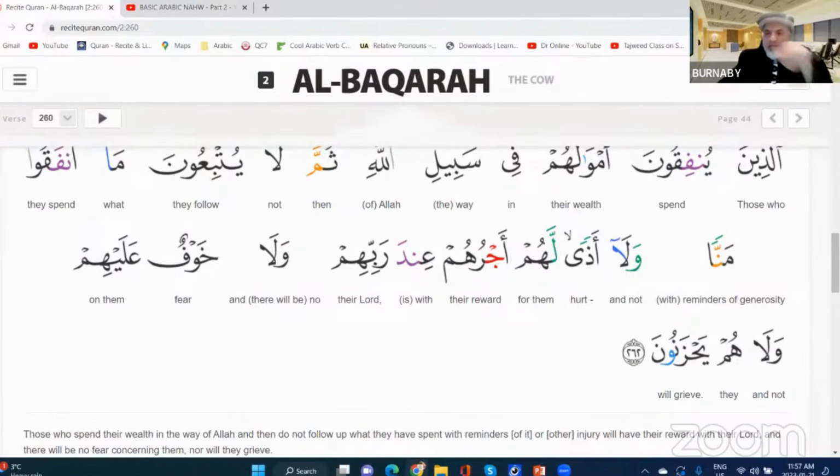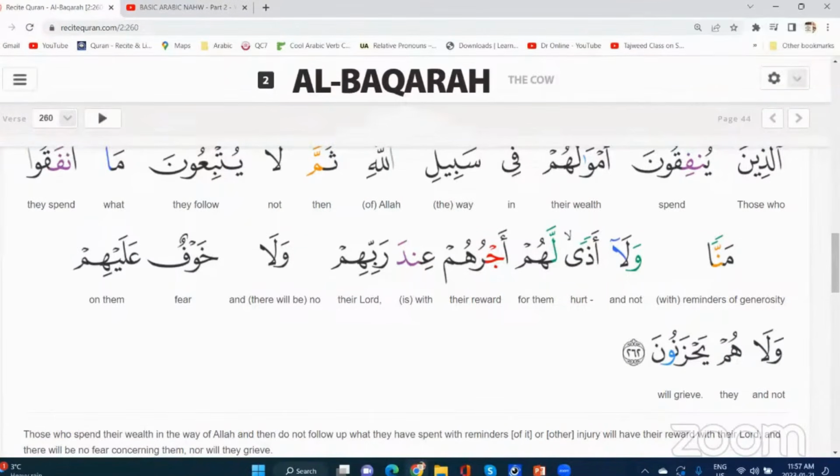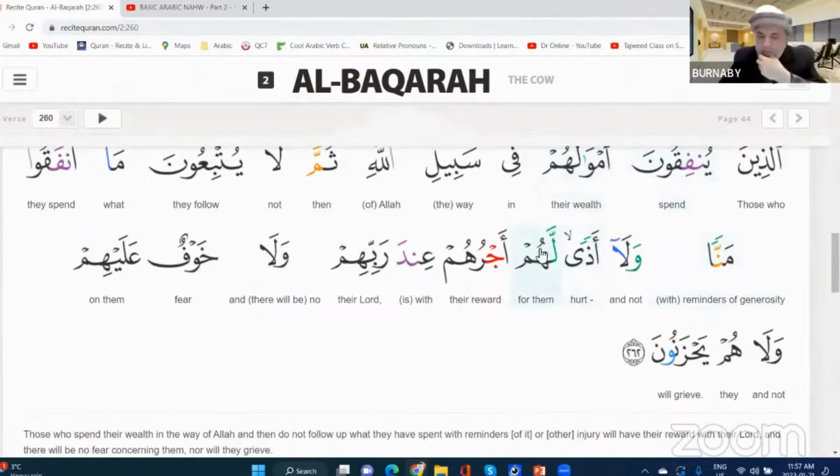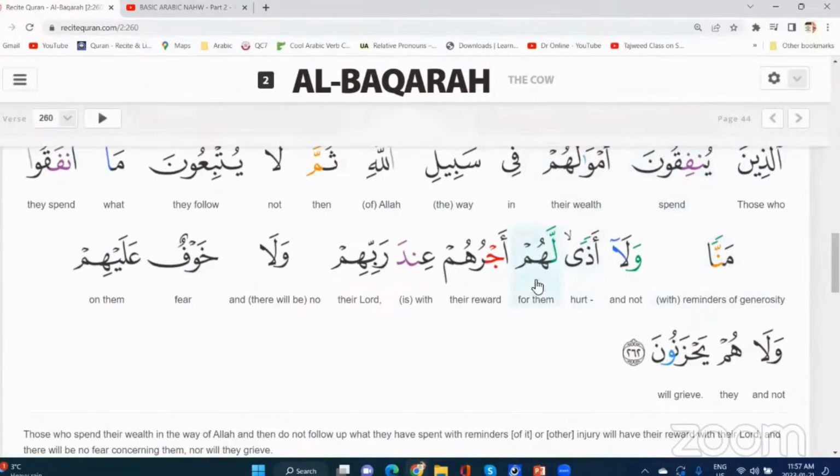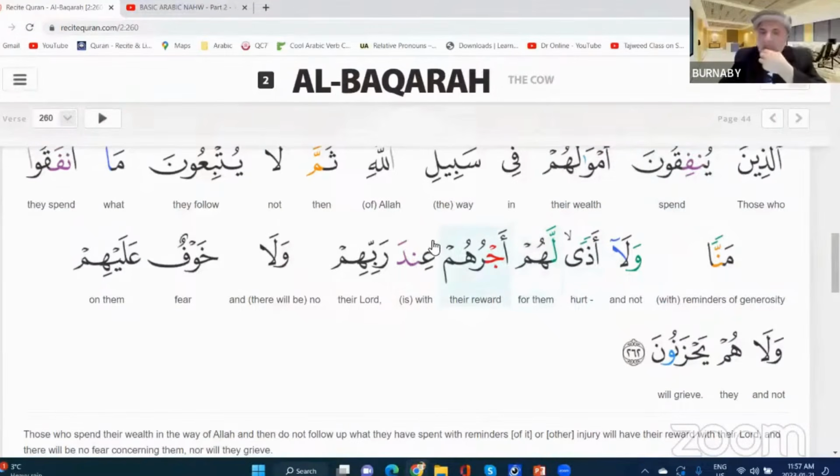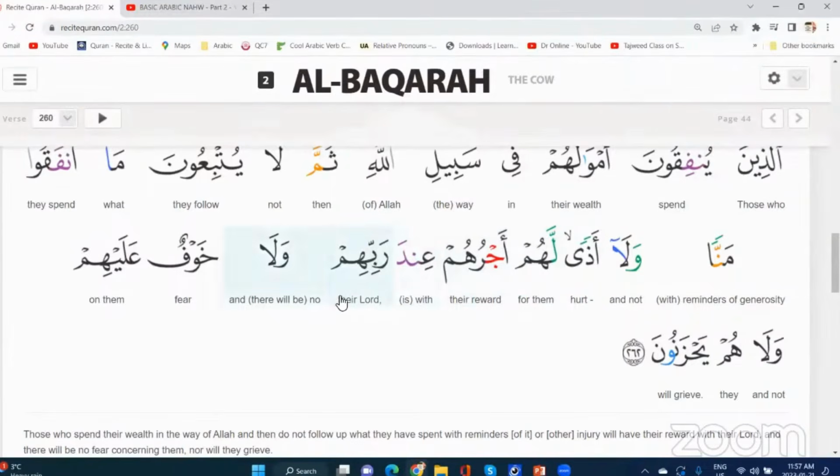Would you like to be among this group? Indeed, yes. Alhamdulillah. So look at this. Lahum, attached pronoun? Yes. For them. Ajruhum, their reward. Inda rabbihim, their Lord. Right?